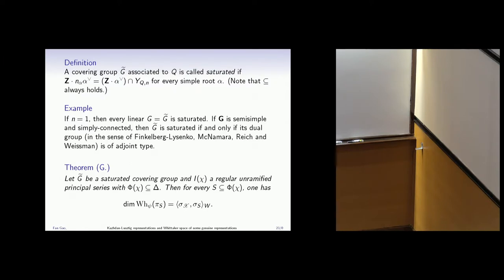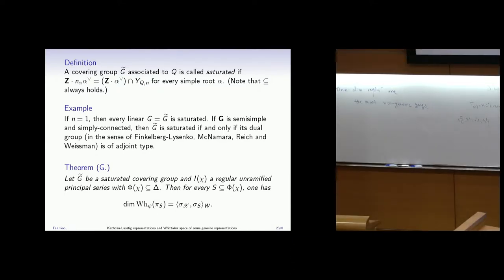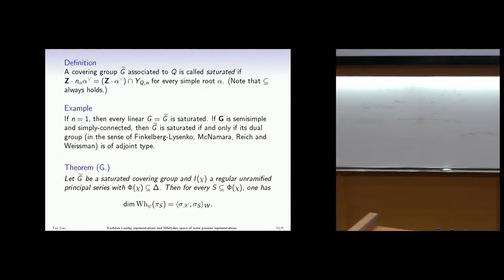This dual group, in the sense of Finkelberg, Lysenko, Reich, Weissman, is adjoint. Meaning, for instance, if you look at the degree n cover of SL2, this covering group is saturated if this n is odd. Of course, n could be one. If n is 1, for an arbitrary group, it is always saturated. Meaning, a linear group is always saturated.